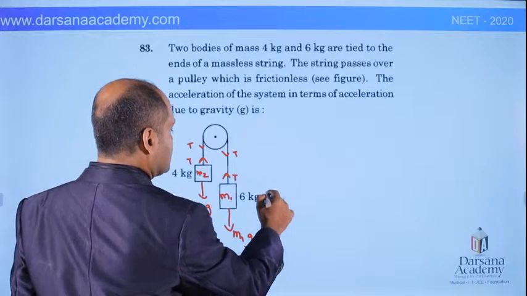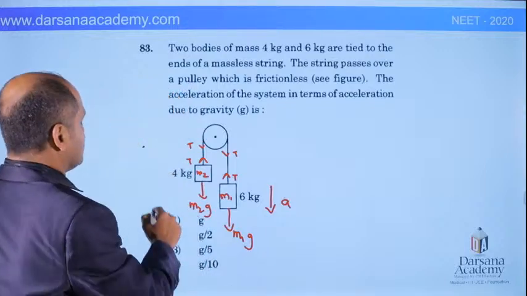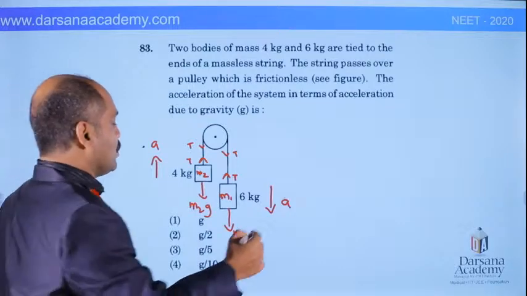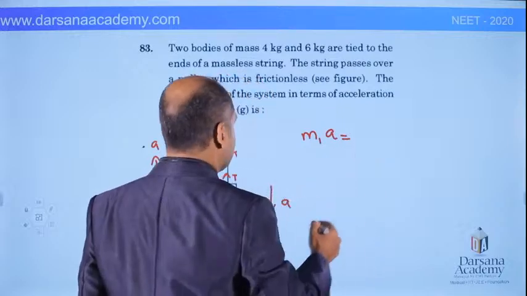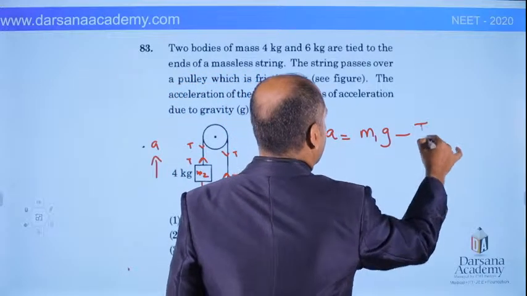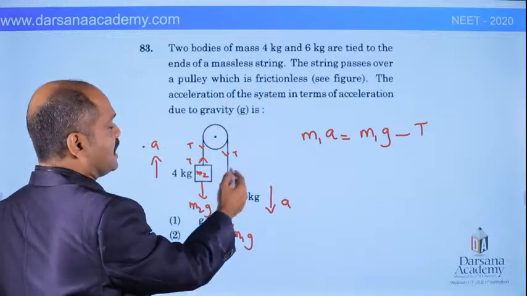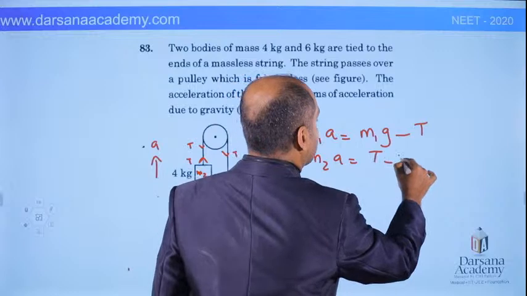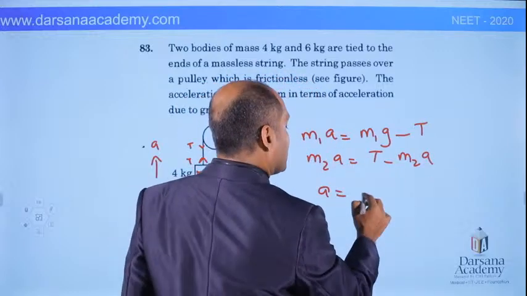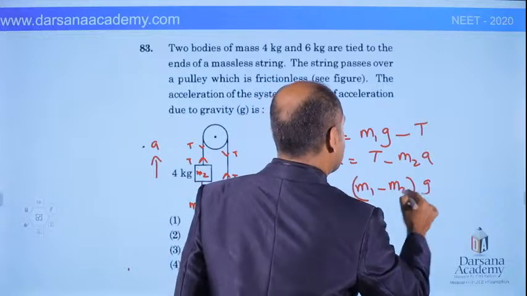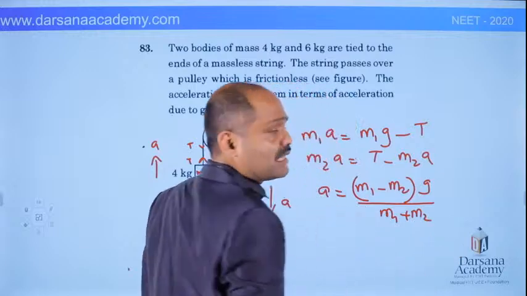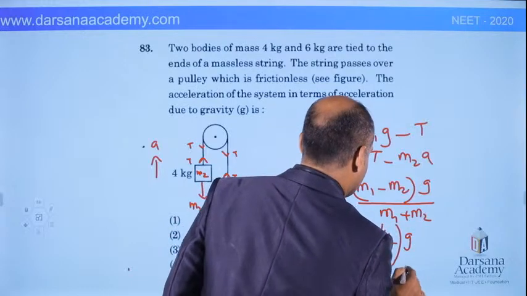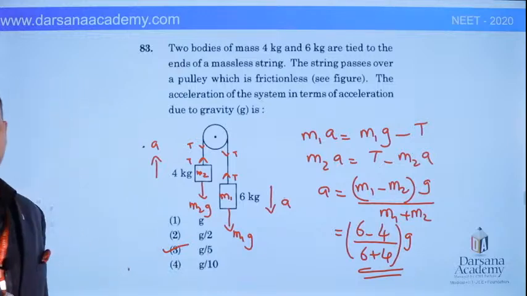Simply assume the 6 kilogram mass is moving down with an acceleration A. At the same time, the 4 kilogram mass will be moving up with the same acceleration, because they are connected by an inextensible string. So M1 A is equal to M1G, the supporting force, minus the opposing force T. And M2 A is equal to the tension T minus M2G. Solving, you get the acceleration A as (M1 minus M2) into G divided by (M1 plus M2). If you know this formula, you can directly substitute: 6 minus 4 divided by 6 plus 4 into G. The answer will be G divided by 5, option number 3.